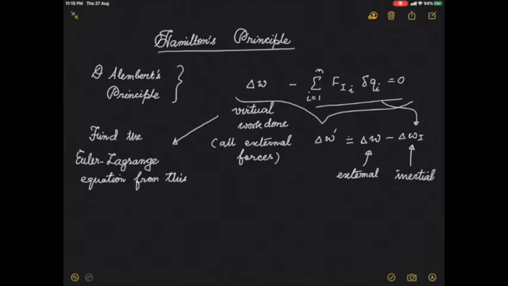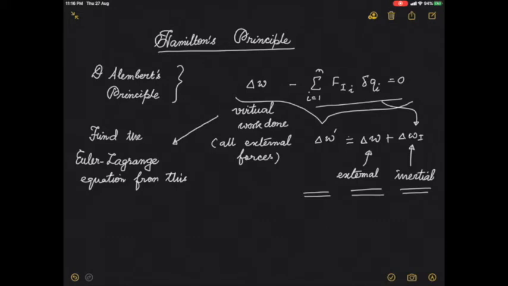So this is what we left at the end of the last discussion. This is where we were. So let us carry forward from there. Remember that I have this total virtual work done. One is coming from the external force, the other is coming from the internal forces. So you can write it this way.